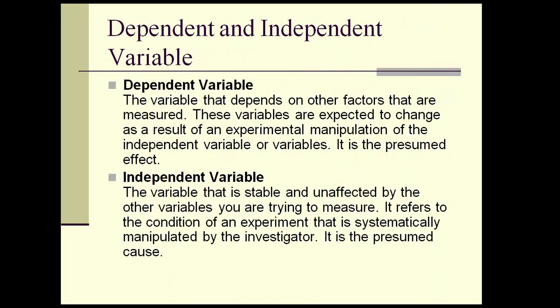Now we have already come to know what is dependent and what is independent variable. Again, repeating, the dependent variable is the variable that depends on other factors that are measured. These variables are expected to change as a result of an experimental manipulation of the independent variable or variables. It is the presumed effect. On the other hand, the independent variable is the variable that is stable and unaffected by the other variables you are trying to measure. It refers to the condition of an experiment that is systematically manipulated by the investigator. It is the presumed cause.